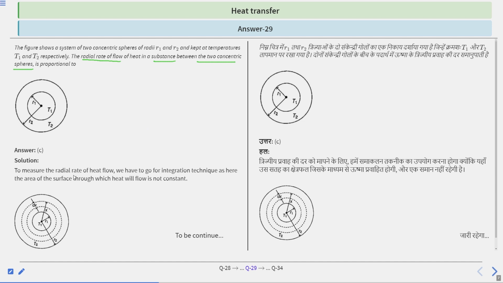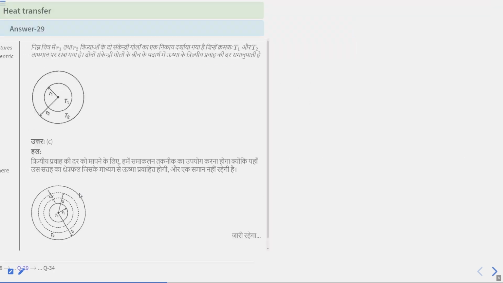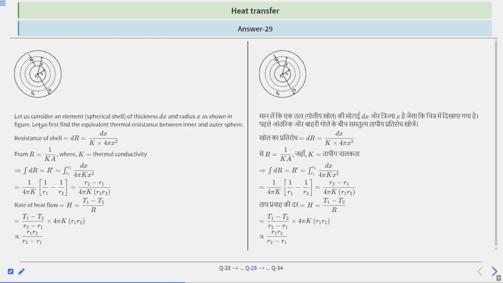To measure the radial rate of heat flow, we have to go for the integration technique, as here the area of the surface through which heat will flow is not constant. Let us consider an element, a spherical cell of thickness dx and radius x, as shown in the figure. Let us first find the equivalent thermal resistance between the inner and outer sphere.